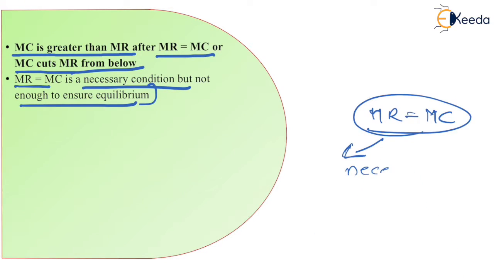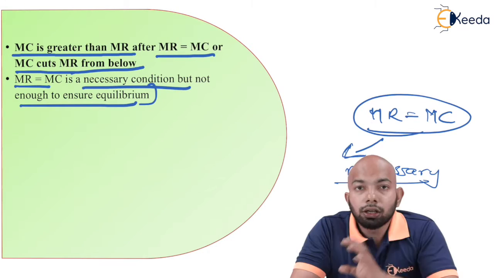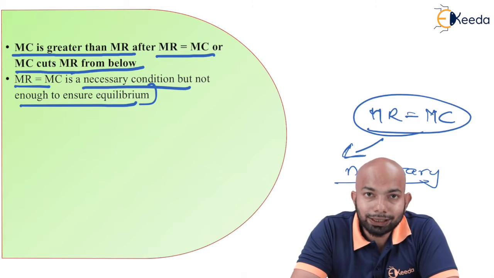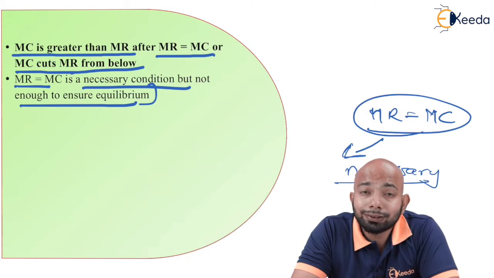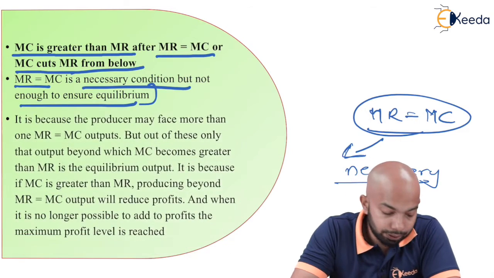With this condition we can do a lot of things, but it is not a sufficient condition to say that you have reached the equilibrium point. You cannot say that. It depends on the technology, it depends on the cost, it depends on every other factor that is included in producing things.